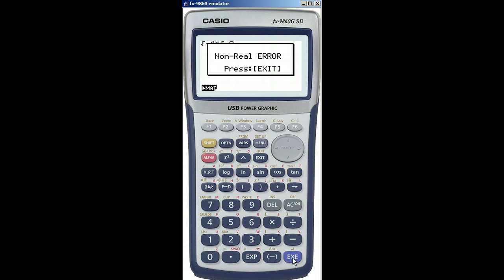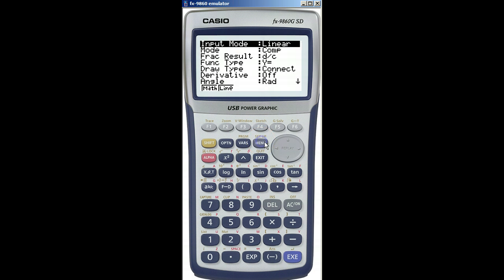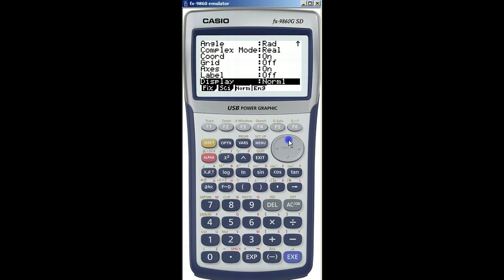Wrong. First error is that the calculator reports a non-real mistake, that you can't even do it. There's a way to make calculators obey, and it's to go to the settings menu and change the complex mode from real to the complex form a plus bi.